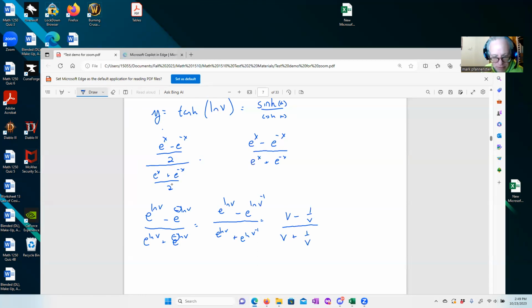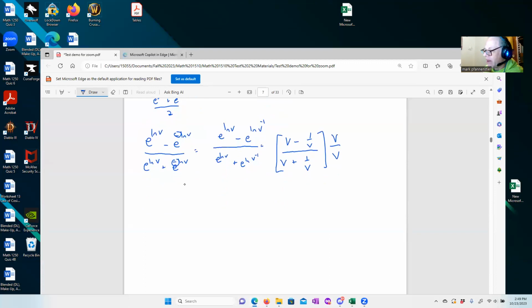And now we have a compound fraction here. So going back to our intermediate algebra, or any other way you'd like to do this, I'm just going to multiply by v over v. Okay, and that'll clear my denominators out. So we'll get y is equal to v squared minus 1 over v squared plus 1. Now, this looks like a derivative that I'd be willing to take.